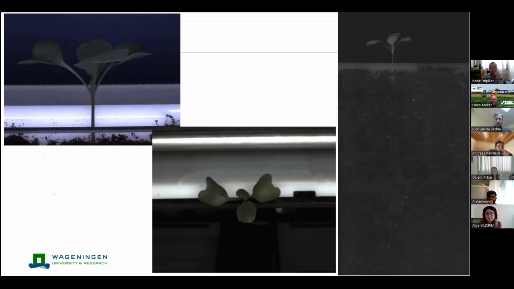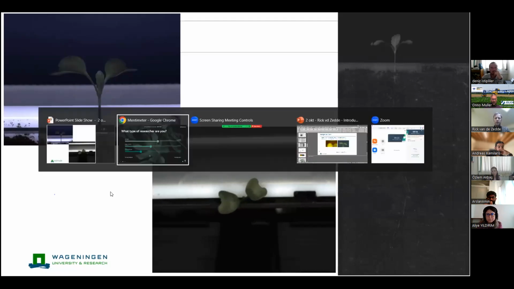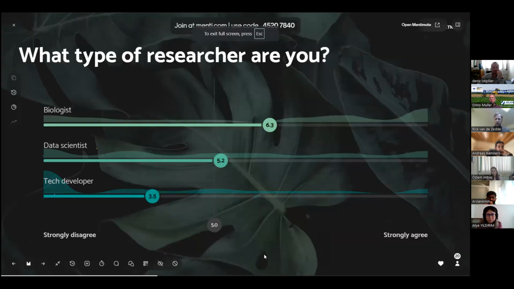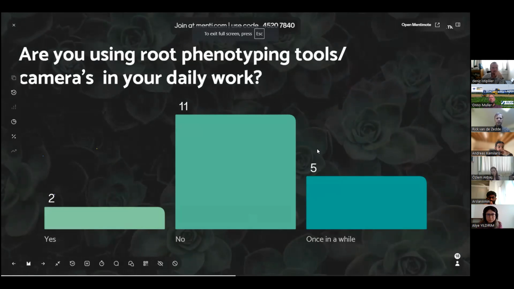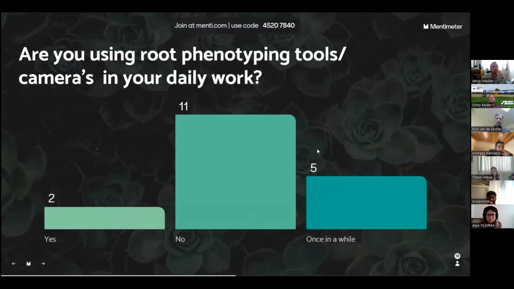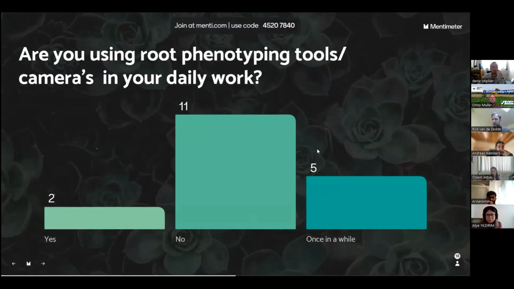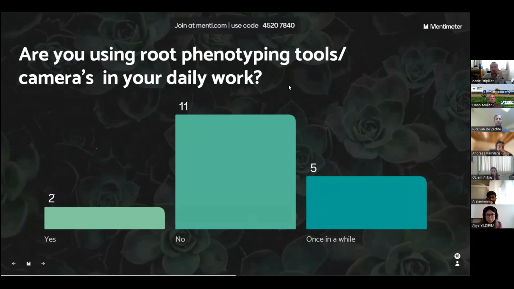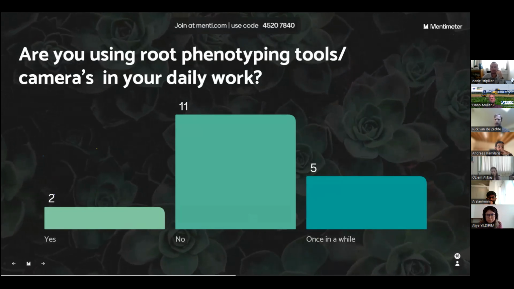Good. So I would like to now go back to Mentimeter. Hopefully many of you found Mentimeter. Exactly, this question. So if you are with me, please go to this slide and also fill it in. The more, actually, the better.